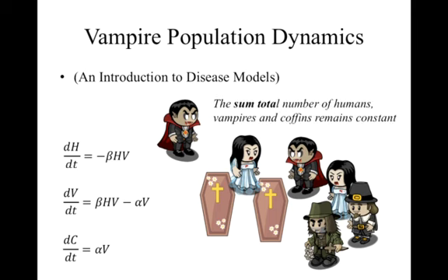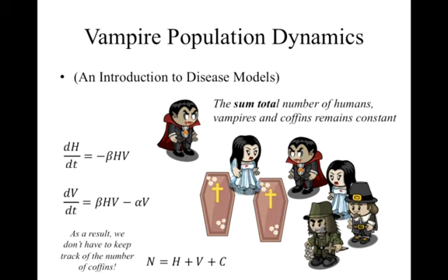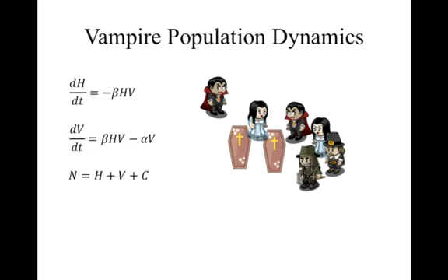All right, so because the sum total number of humans and vampires and coffins remains the same, I can write the total number of anything in the system, coffins, vampires, or humans, as the sum of the 3. And because of that, if I know the number of humans and I know the number of vampires, I can automatically figure out the number of coffins. It's constant. And so I don't need to keep track of that third equation. I can just figure it out by adding up the other two and figuring out what's left over must have been turned into a coffin. All right, so there's my equations.